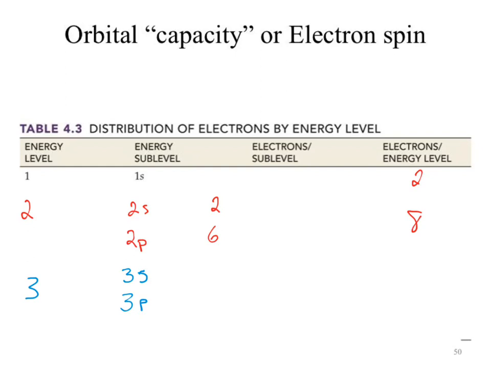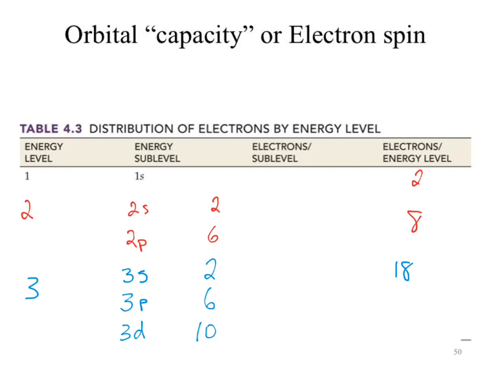3s, 3p, 3d. How many electrons in the 3s? 2. How many electrons in the 3p? How many electrons in the 3d? 10. Gets us a total of 18 electrons in that energy level. Okay?